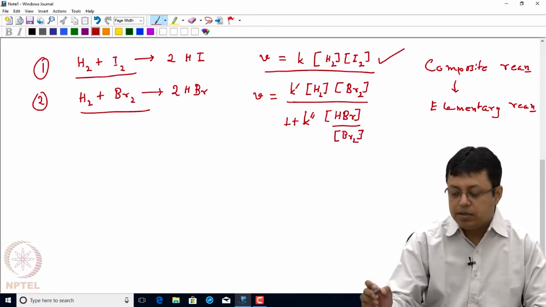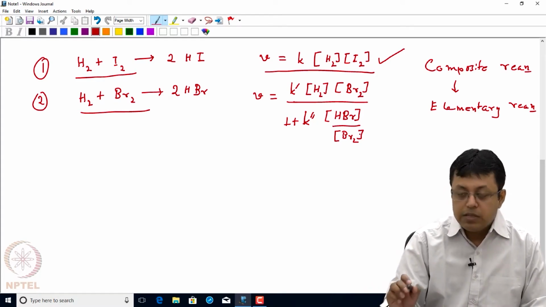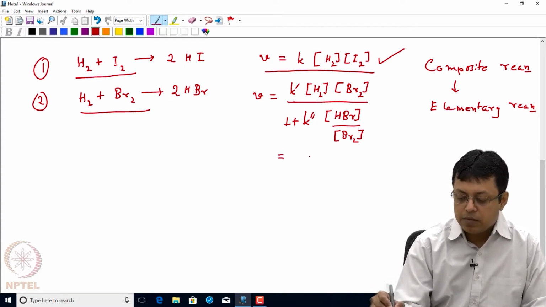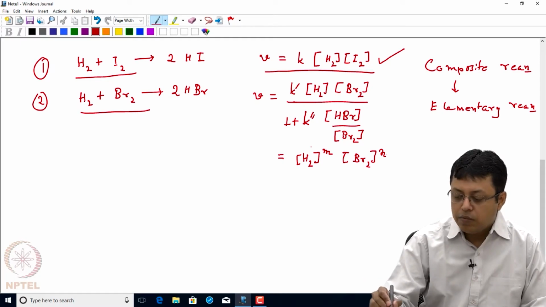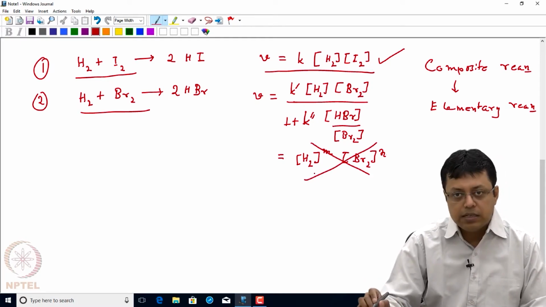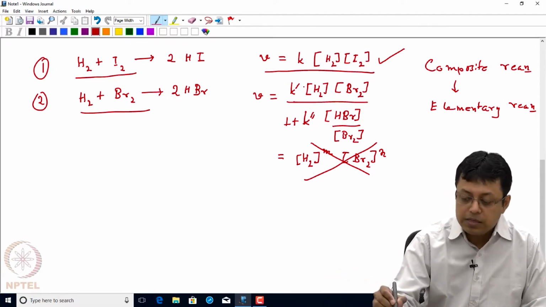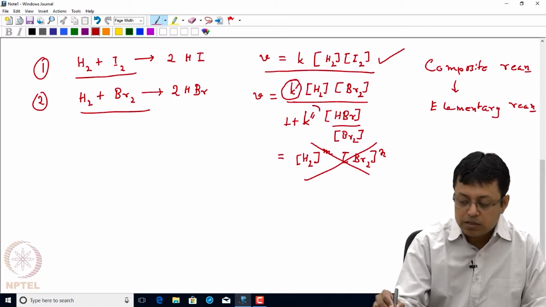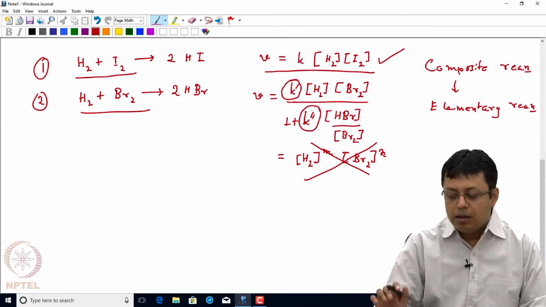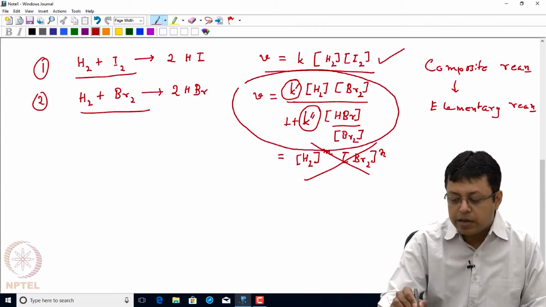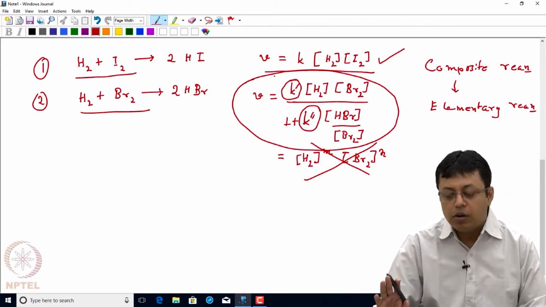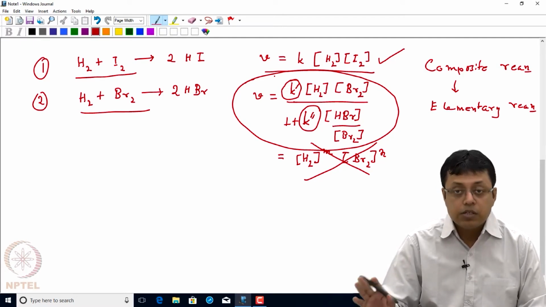Now this reaction is very interesting. If you look at it carefully, for this reaction I cannot write the rate in a simple form like H2 to the power m, Br2 to the power n. Since I cannot write it in this form, this reaction does not have any specific order. And also you see this reaction has multiple rate constants, not just one. So the rate of the reaction depends on the H2 and Br2 concentrations, but in a very complicated way, as was found experimentally.